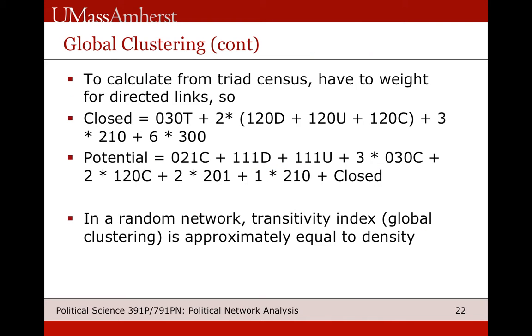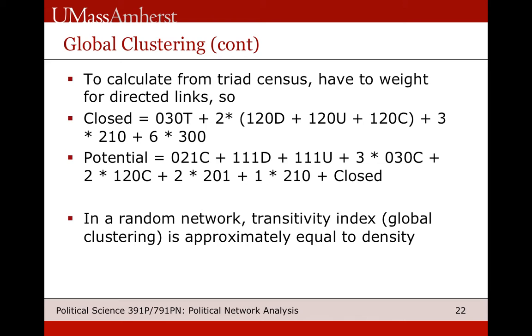To actually calculate, though, the correct numbers is a little bit more complicated. You can see here that we have to account for the fact that there's different ways you can have a 120D or a 120U in both the closed and potential. And this is the basic formula you can use. The reason I want to show you this is because this is the way that in the R software, the transitivity index that you might have seen is calculated.